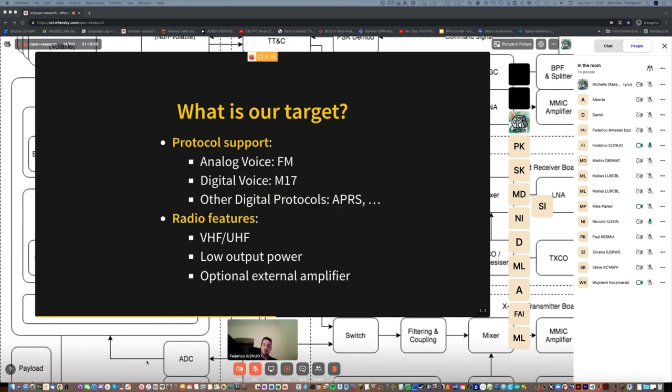And also, we want this module to have a low power output and an optional external amplifier, because limiting the module to being low power takes away a lot of problems, for example, heat dissipation or power consumption. The idea behind this is that you can do a lot of stuff even without an external amplifier. So the module is useful even at low power, but there must be the possibility of attaching an external amplifier if your application needs it.